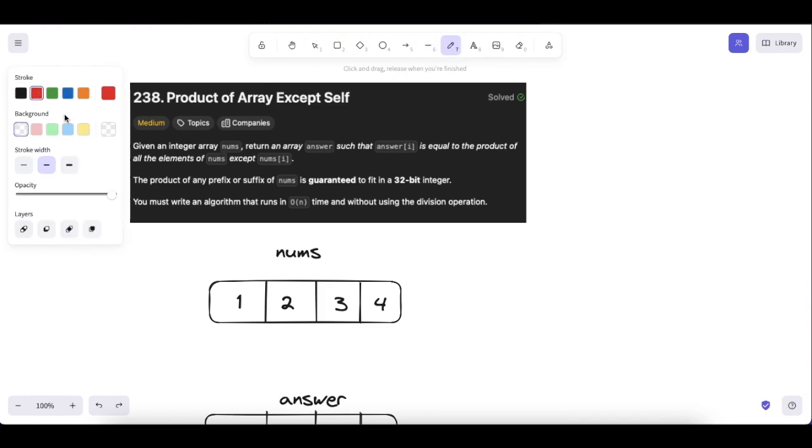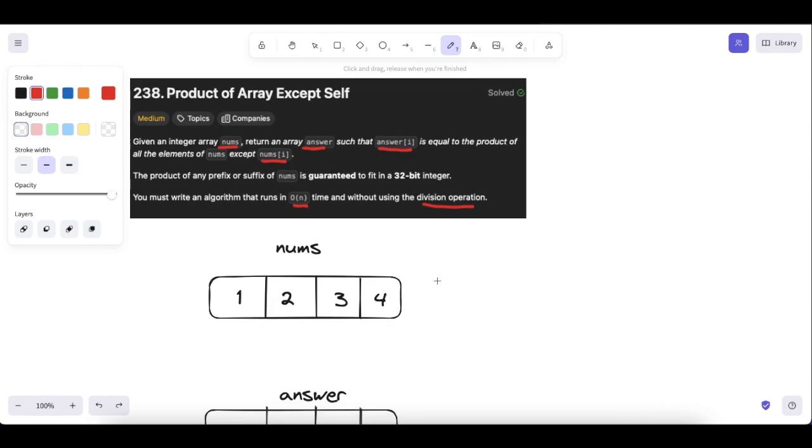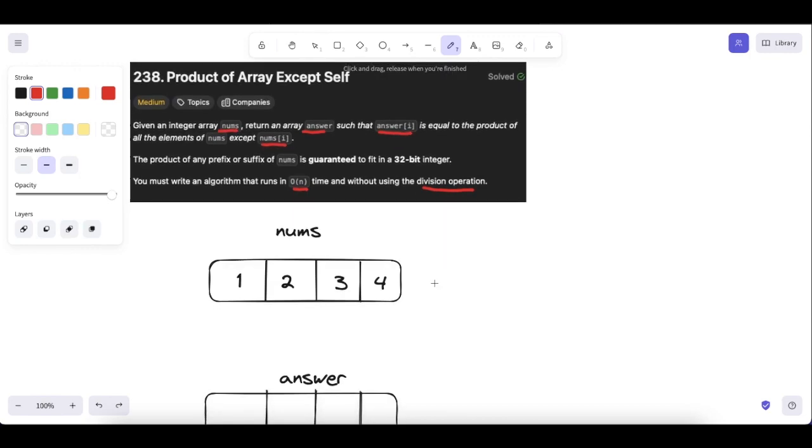In this problem, we are given an integer array called nums, and we want to return an array answer, such that the number at each index in this answer array is equal to the product of all the numbers in nums except the number at that specific index. And we are told that we must write an algorithm which runs in linear time, however, without using the division operator. Now, if we could use the division operator, this would be a very simple problem to solve.